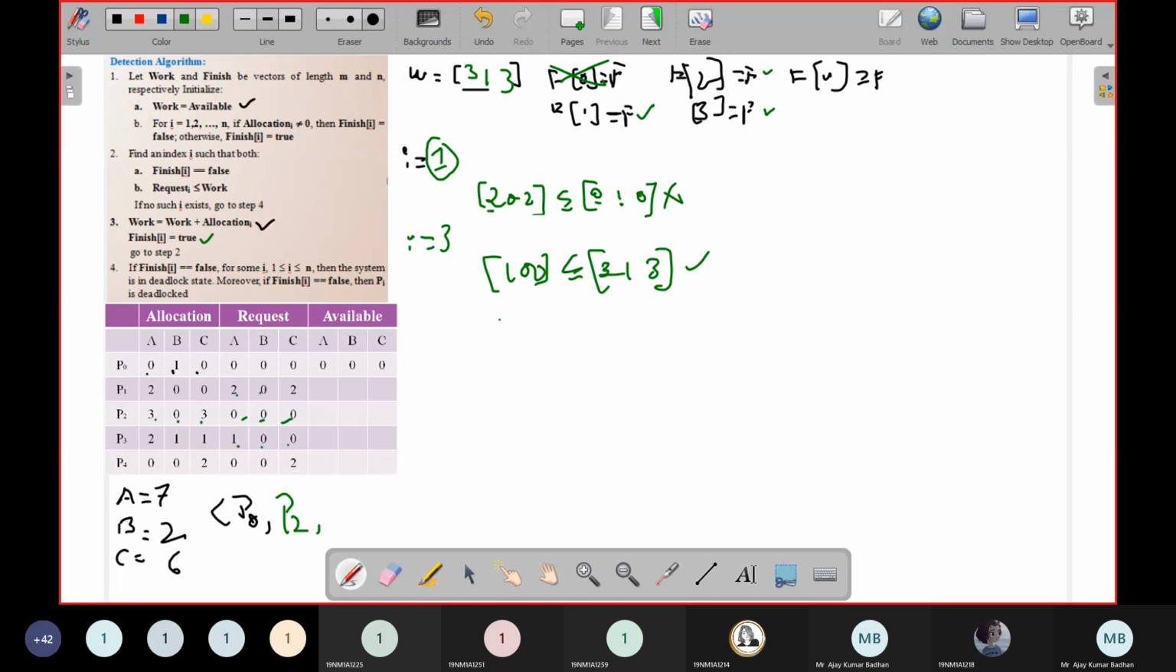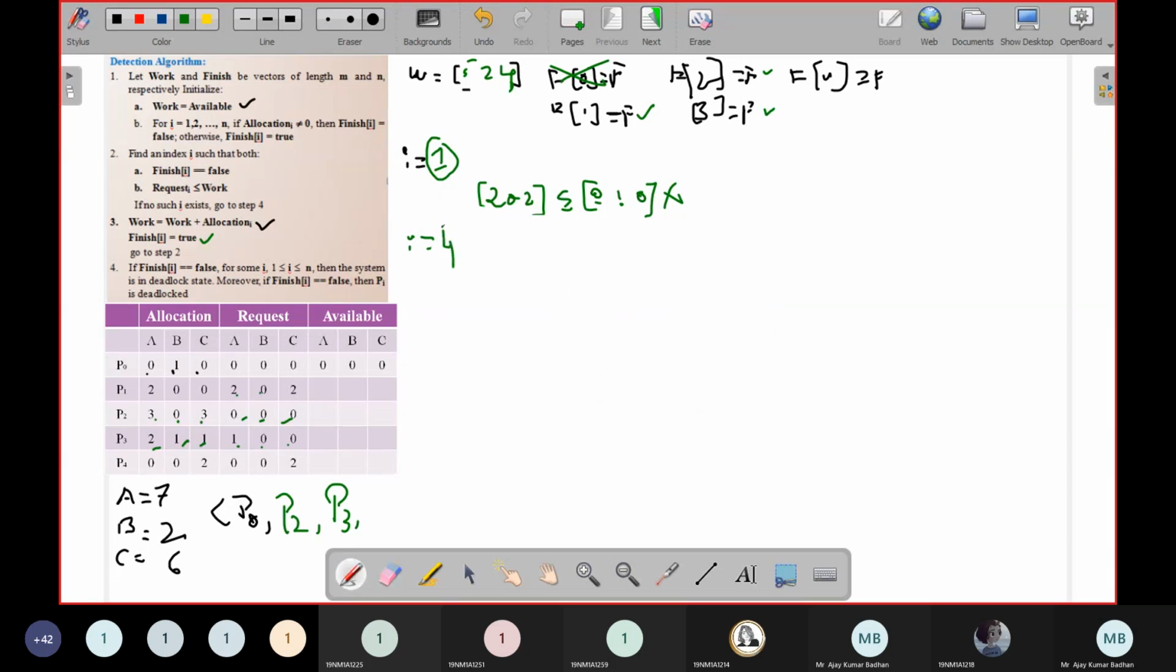So what we can do: work equals work plus allocation. So 3, 1, 3 plus the allocation. How much did we allocate for process P3 here? 2, 1, 1. So I'm going to write 2, 1, 1. So 5, 2, 4. What is the new vector I got here? Sorry, 5, 2, 4. I'm going to write 5, 2, 4 here. This means process 3 has completed. Fine, now we can erase this.